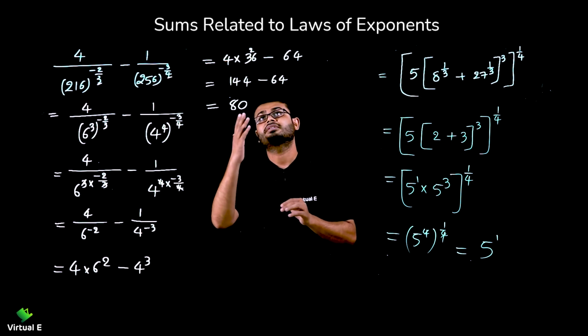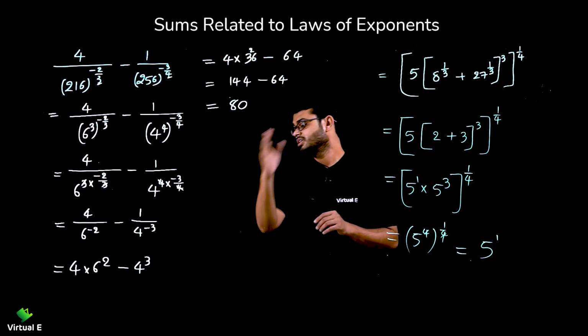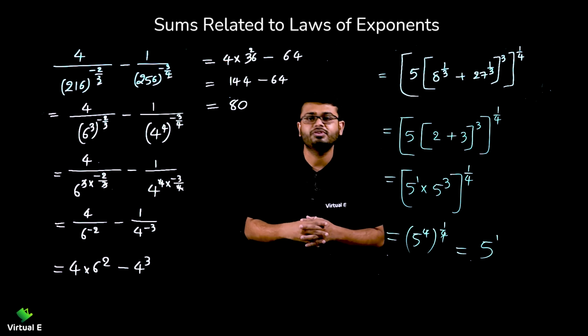That being done, we just simplify it afterwards. Simplification: 6 square, 36, multiplied by 4, that is 144, minus here 4 cube, that is 64. So the final answer is 80. Let's discuss a few more questions.